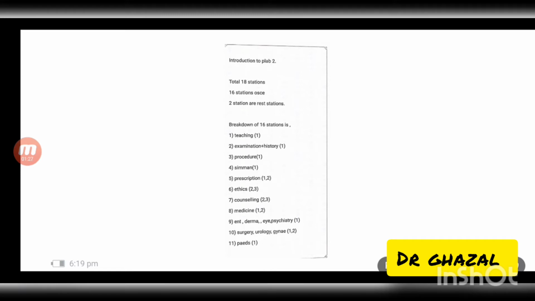When you enter the exam, you will have a total of 18 stations, out of which you will be talking to a patient in 16 stations, and there will be 2 stations where you will only be resting, and those are the rest stations. Each rest station is 8 minutes, and all those 16 stations are also 8 minutes each.